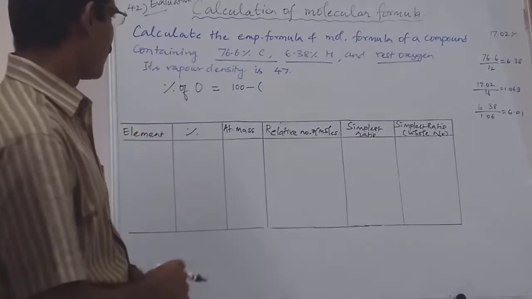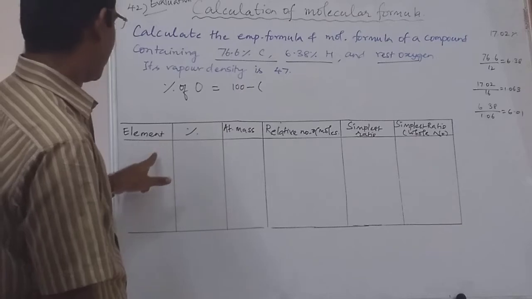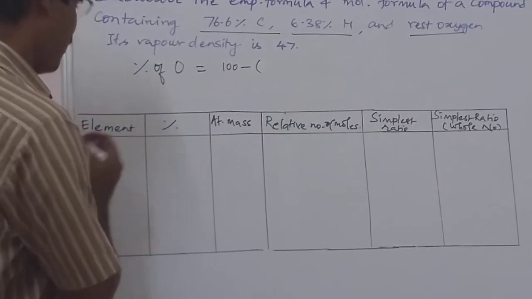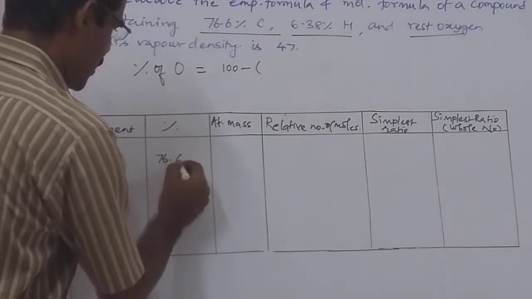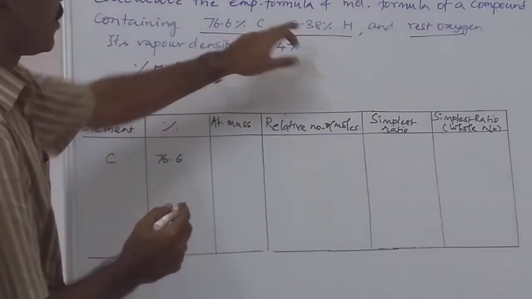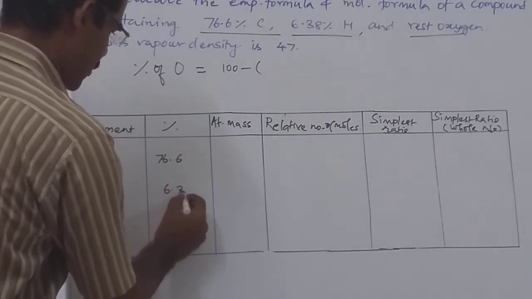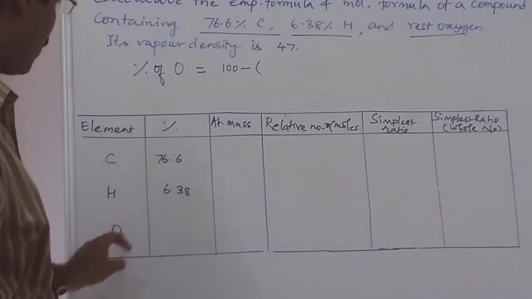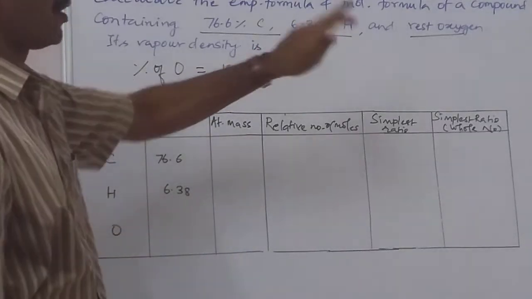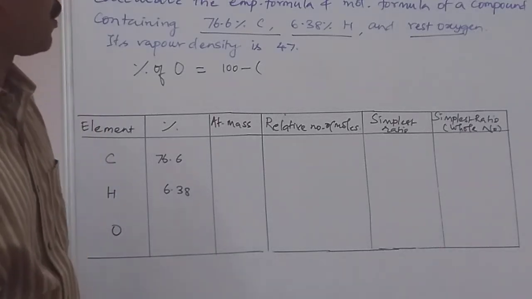Let us start. First, let us write the elements present. Here, carbon is given, right? Carbon percentage 76.6. Then hydrogen is given, 6.38. And the rest oxygen is given. So oxygen is present, but we have to calculate the percentage of oxygen now. How to calculate the percentage of oxygen?